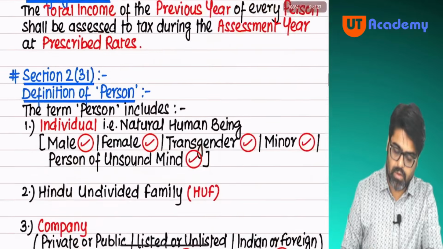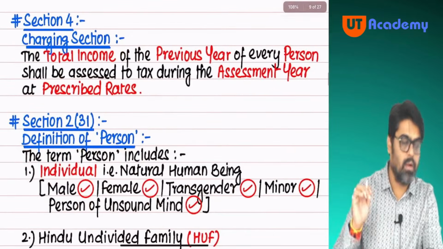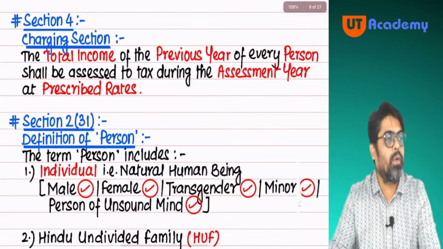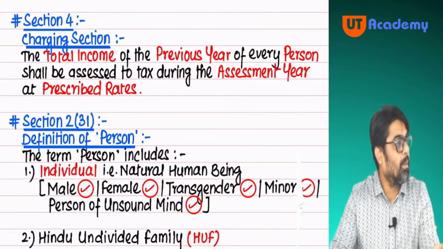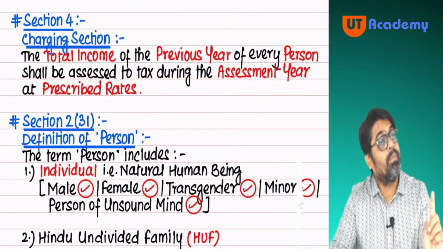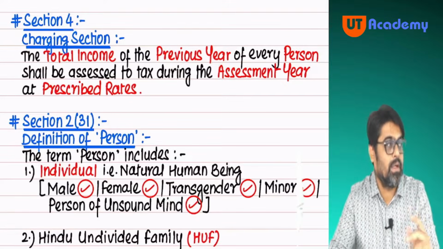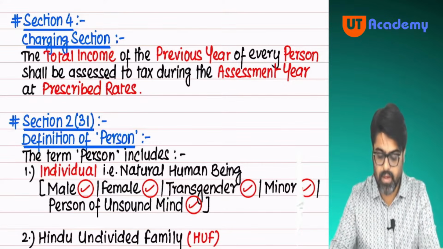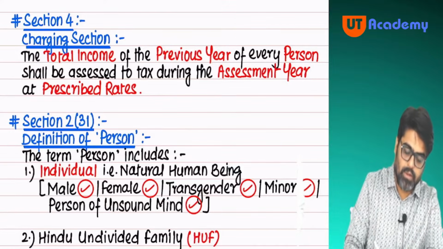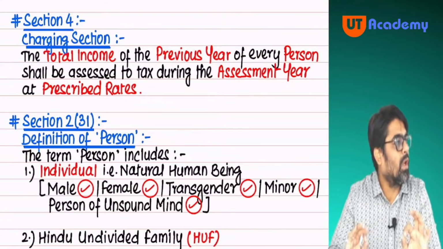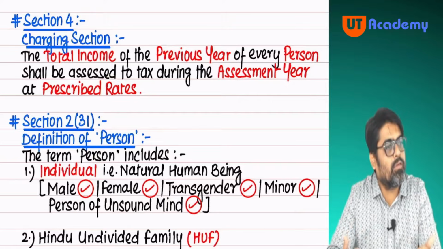It talks about the chargeability of your total income during the previous year of every person. When that will be charged? During the assessment year. Okay. And at what rates? Prescribed rates. Very good. See, total income of every person is chargeable to tax, no?